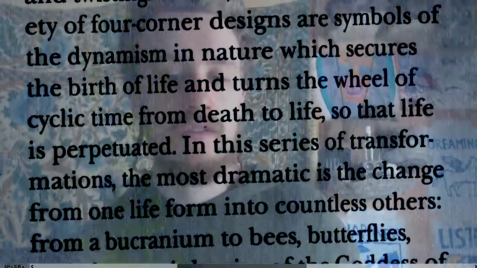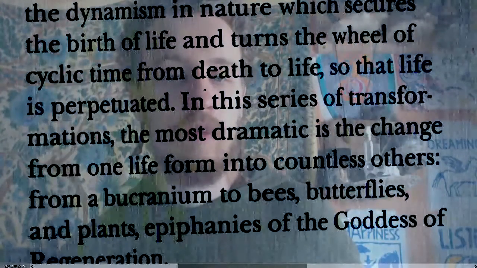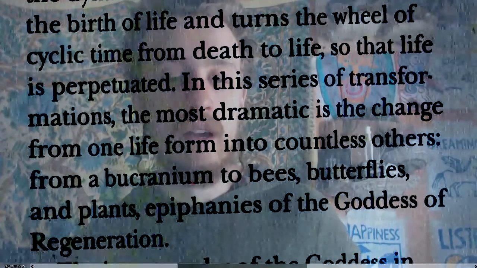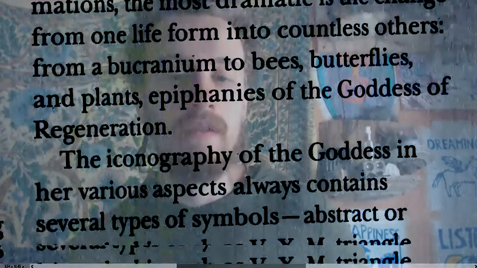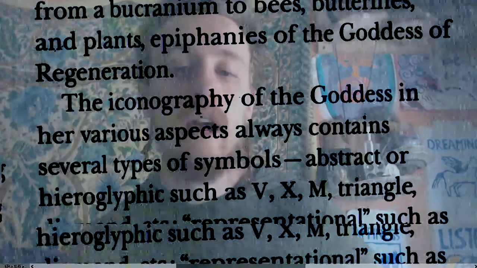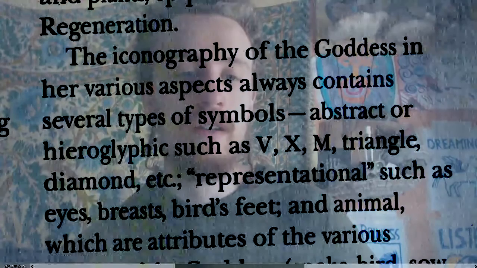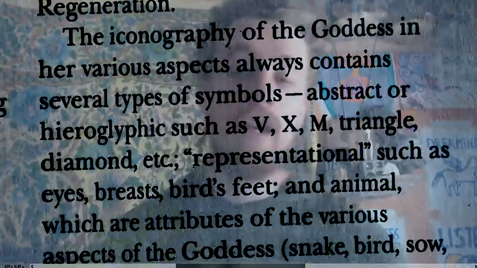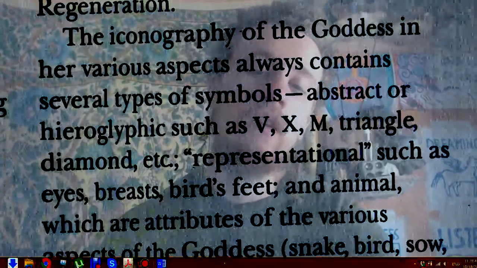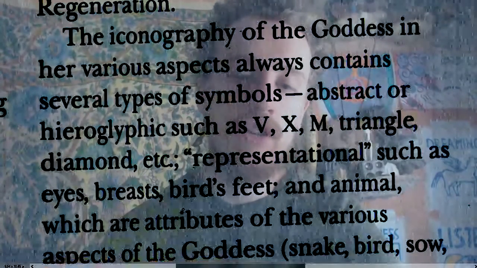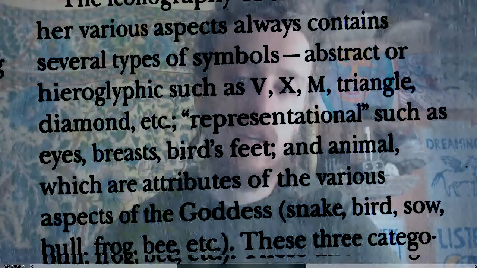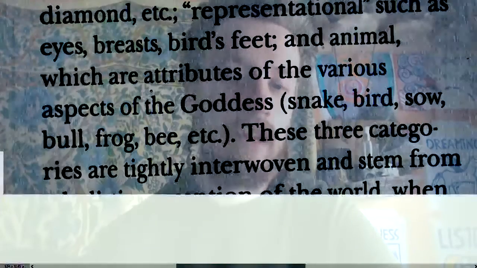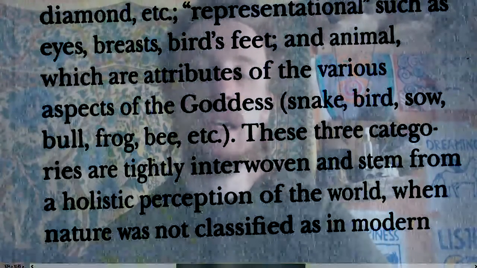In this series of transformations, the most dramatic is the change from one life form into countless others, from a bird cranium to bees, butterflies, and plants, epiphanies of the goddess of regeneration. The iconography of the goddess and her various aspects always contain several types of symbols, abstract or hieroglyphic, such as V, X, M, triangle, diamond, etc., representational, such as eyes, breasts, bird, feet, and animal, which are attributes of the various aspects of the goddess, snake, bird, sow, frog, bee, etc.